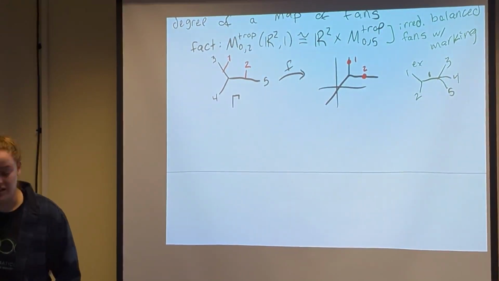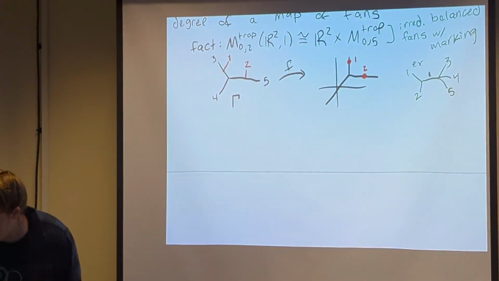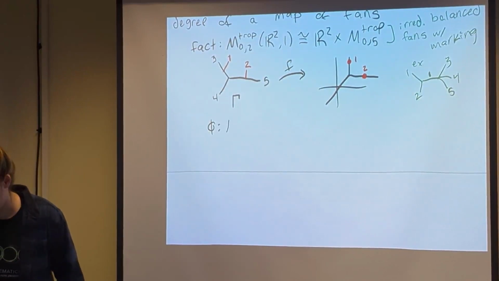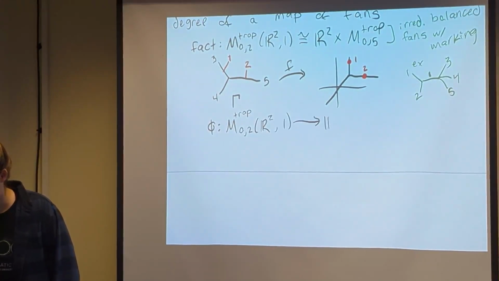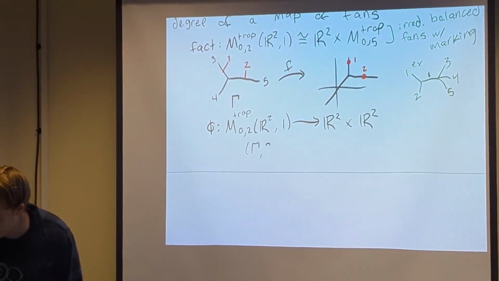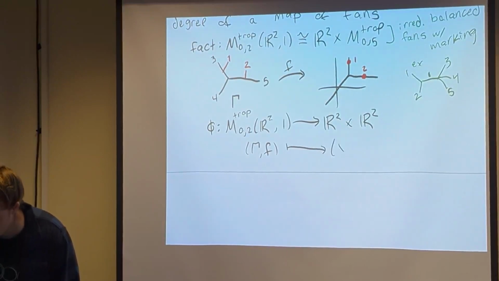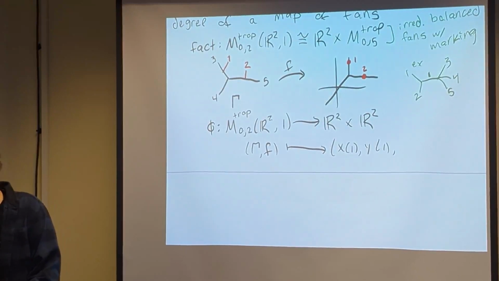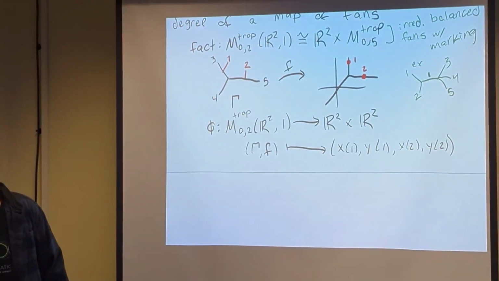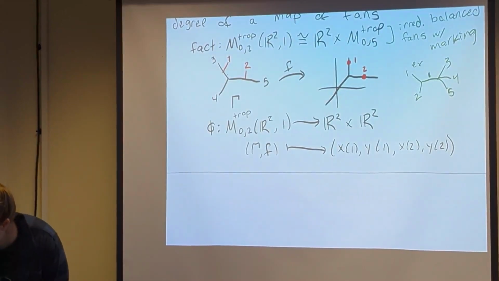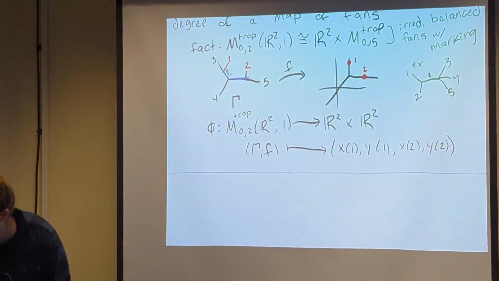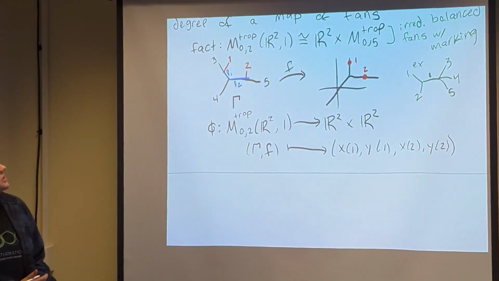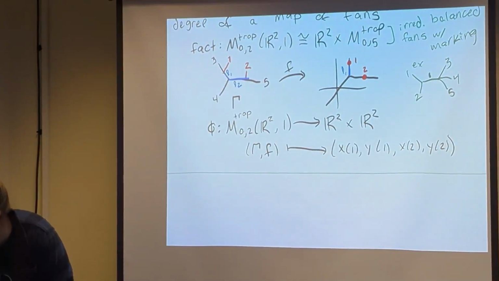So now we need a map to look at the degree. And so our map that we're looking at, phi, we're going to go from M02 trop R21 to R2 cross R2. And that is sending our gamma and our map to the x-coordinate of our first marked point, the y-coordinate of our first marked point, the x-coordinate of our second marked point, the y-coordinate of our second marked point. Forgot to say. Over on gamma, we know the lengths of these. So we know the length from here to here is L1, and the length from here to 2 is L2. Which, when we go through f, that means we know that this is L1 and this is L2.